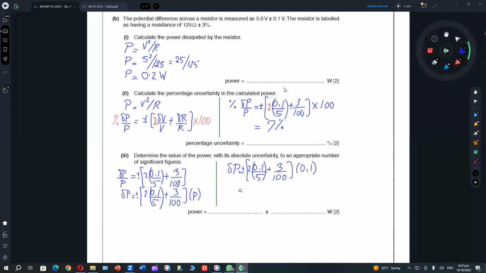Part 3. Solve part 3. Acha. 0.014. There is a suggestion: 0.014. I will write it 0.01 for one significant figure. Oh, what I'm doing actually. Yes, you're right.